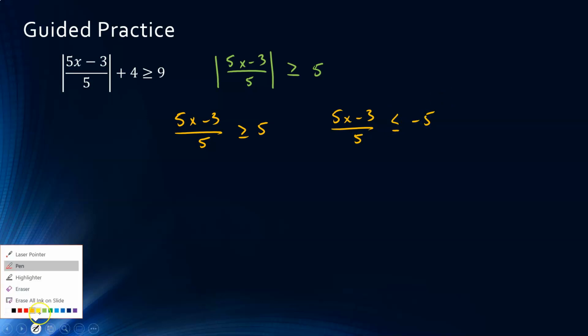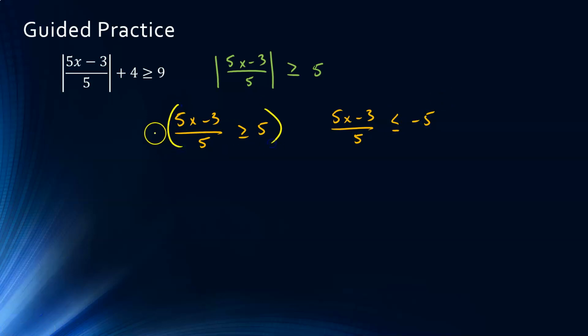I'm going to start by clearing the fraction by multiplying by the denominator, the 5. So then on the left side, that stays 5x - 3. On the right side, we multiply that times 5 to get 25. Now we're going to add 3 to both sides to get 28. And then we would just say x is greater than or equal to 28/5.